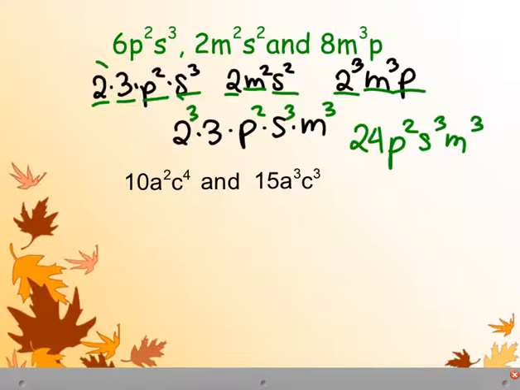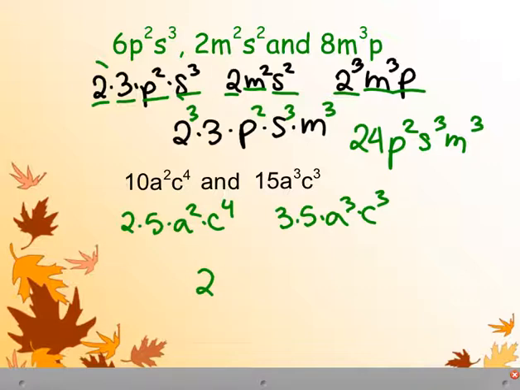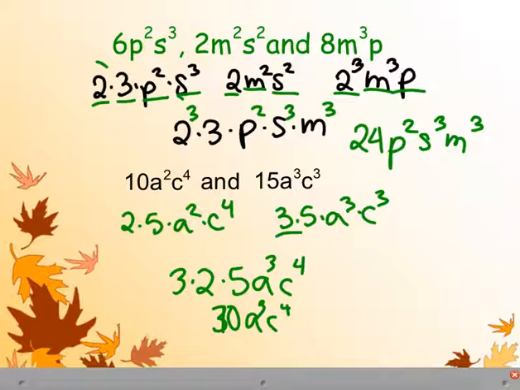Okay? And for this bottom one, we are going to split it up to say we have 2 times 5 times a squared times c to the fourth. And 15 is 3 times 5 times a cubed times c to the third. So I'm going to need a 2, and I just have 1. I'm going to need a 5, and they're both the same, so I just take 5 to the first. An a, I need an a cubed. The c's, I need a c to the fourth. So I get 10. Let's see. Nope, I'm missing a 3. There we go. I need this 3 as well. So I have 30 a to the third, c to the fourth. And that is our least common multiple.